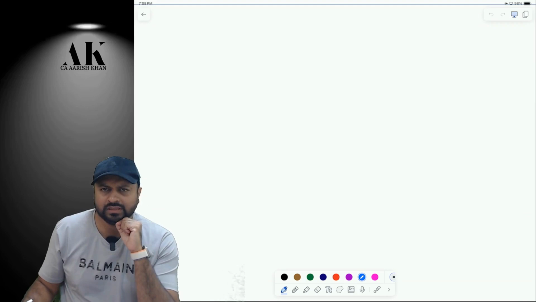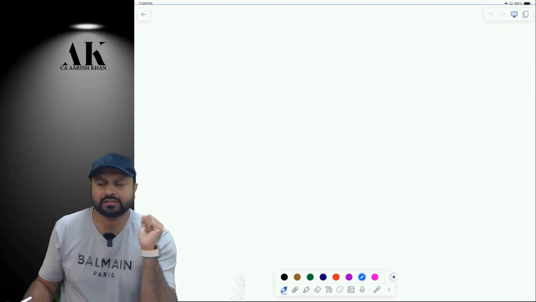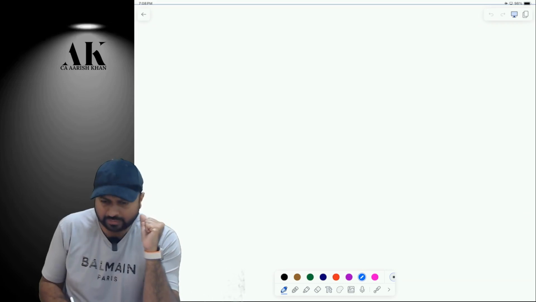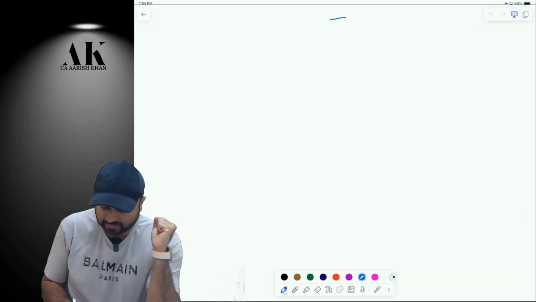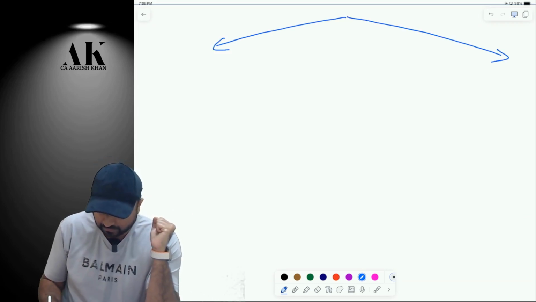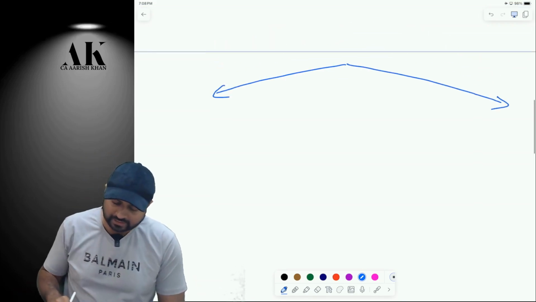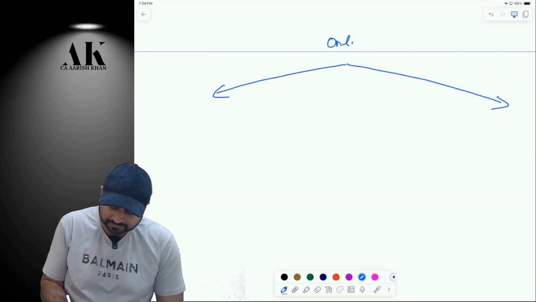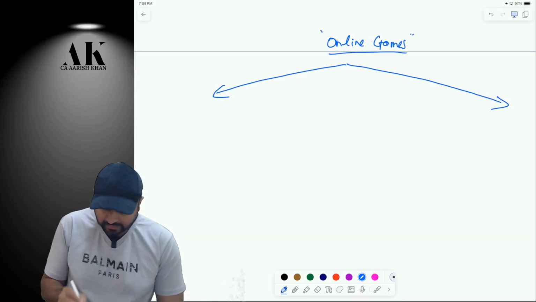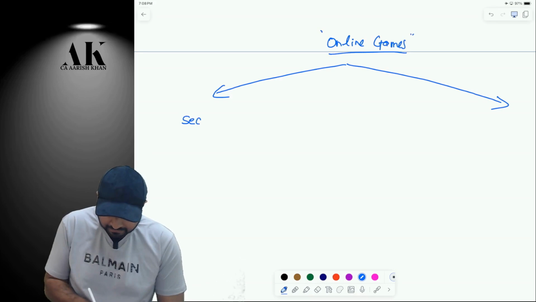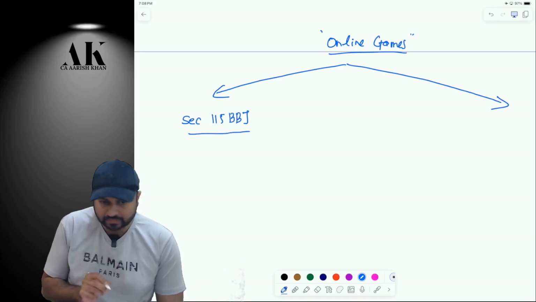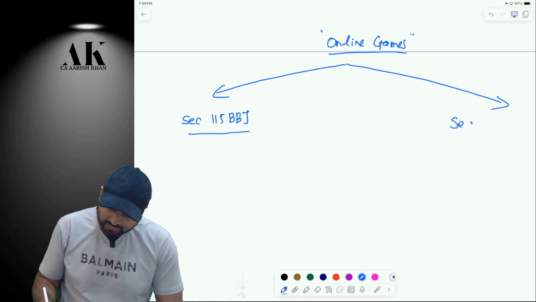Now, if you have done direct tax, then you might know that we have done two sections in class with respect to online games. Let me address those two sections first. Which two sections have we done, sir? Let me tell you. One is section 115BBJ and one is section 194BA.